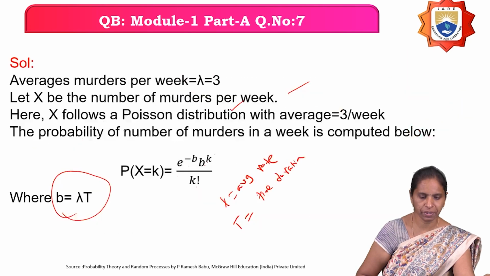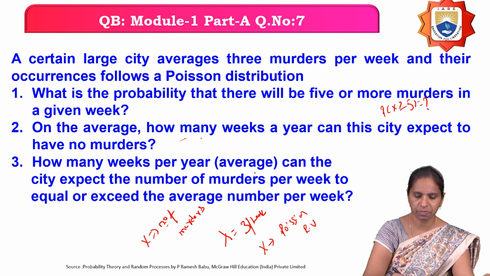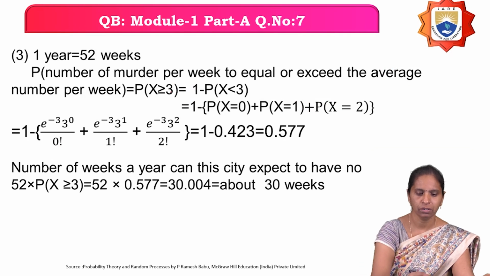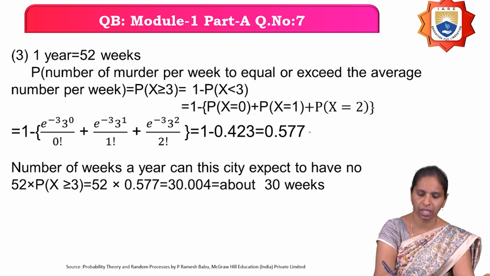And what is the third problem here? How many weeks per year can the city expect the number of murders per week to equal or exceed the average number per week? What is the average number per week here? 3. They have given here 3. So P of x is equal to 3. Nothing but 1 minus P of x less than 3. So 1 minus what is P of x less than 3? P of x equals 0 plus P of x equals 1 plus P of x equals 2. So if you calculate, what is the answer? You get 0.577.